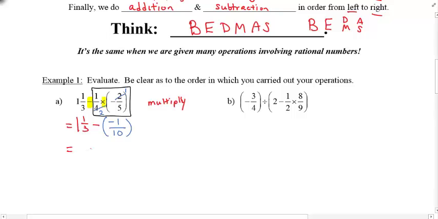Of course, taking away a negative is the same thing as adding the opposite. So let's just change that to quickly add the 1/10. And now we just have an adding question to do here. So let's just add it up. But unfortunately, we have a mixed fraction, which we need to change to an improper fraction. So let's do that first. 1 times 3 is 3. 3 plus 1 is 4. This is now 4/3 plus 1/10.